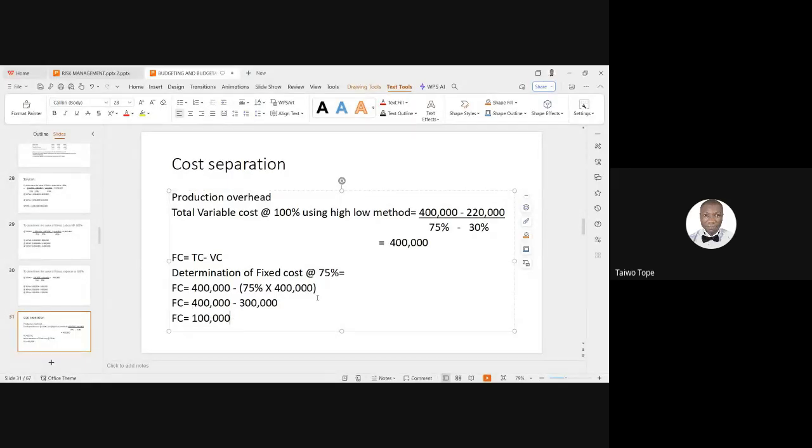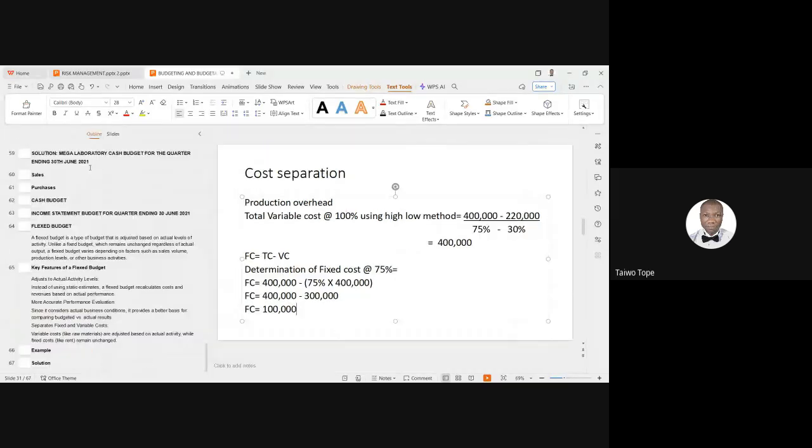Any question about this? Because you will solve at 30% for me now to know if we are going to get the same result of 100,000 as fixed cost. Yes, because fixed cost will always be constant. So you will now apply determination of fixed cost at 30%.